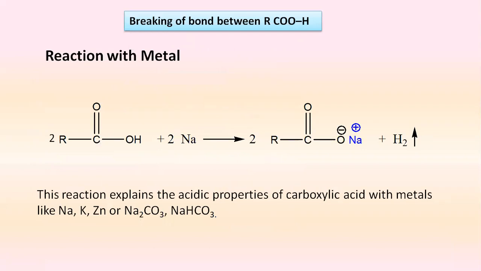When the bond between the RC double bond O and H, that is the O-H bond of the hydroxy group, is broken, it shows the reaction with metals. When acids react with metals like sodium, potassium or zinc, they form the corresponding salt of that acid with the effervescence of H2. Remember, as there is effervescence of H2, this reaction explains the acidic nature of carboxylic acid.